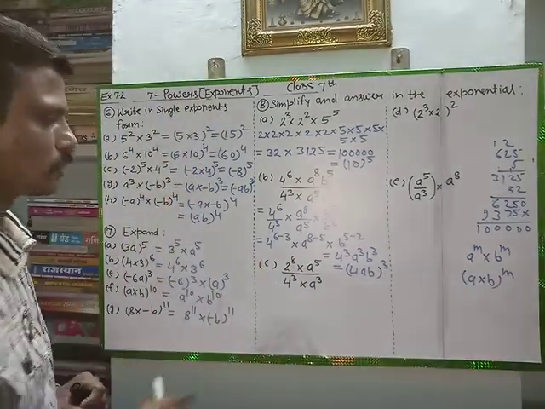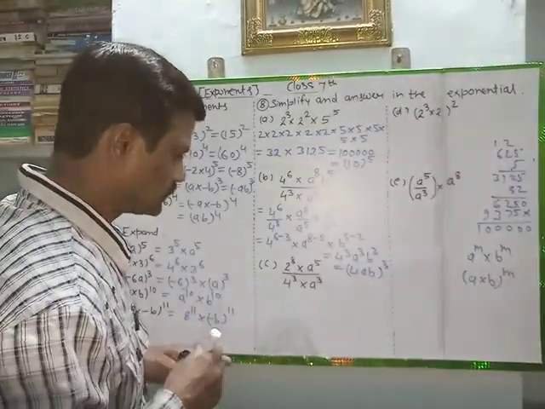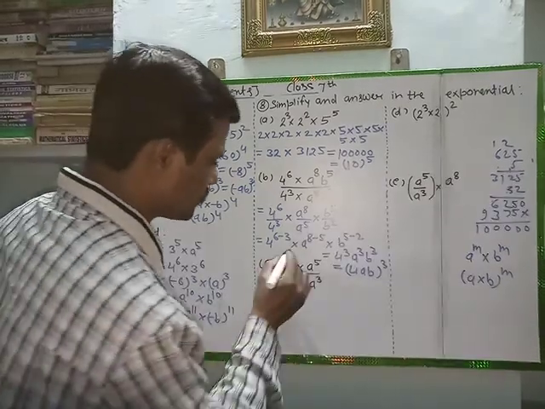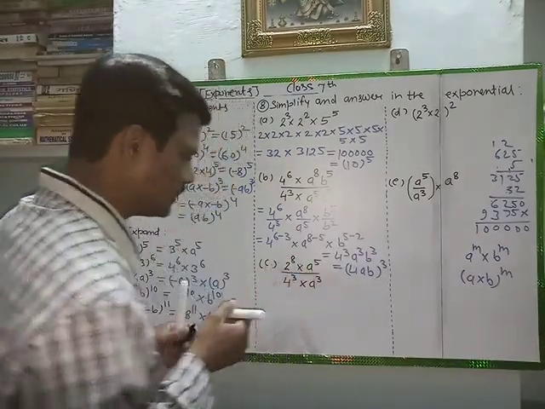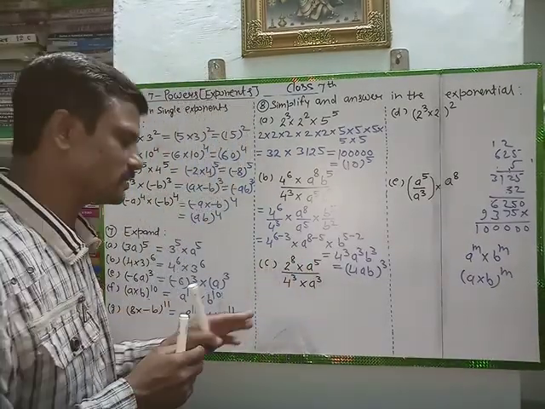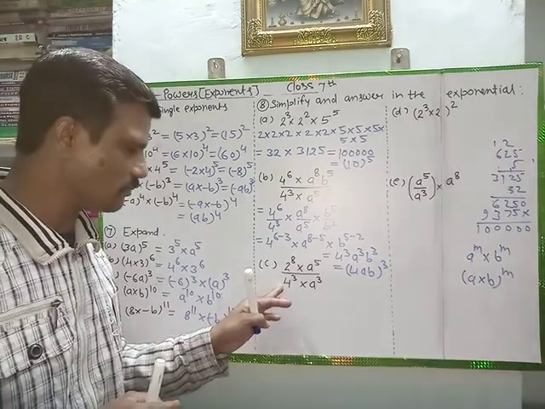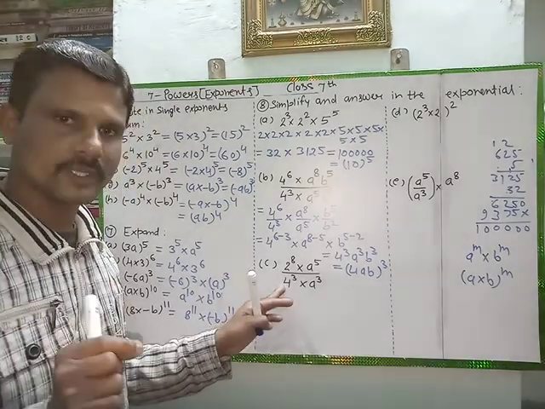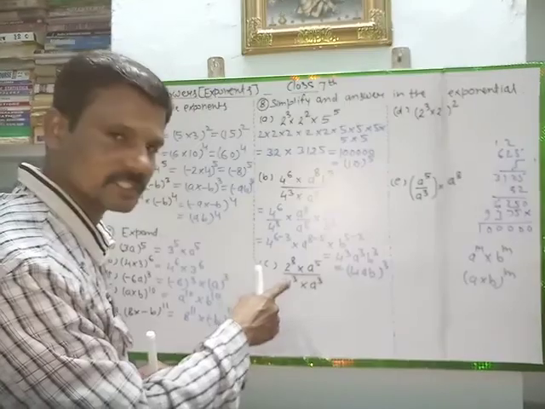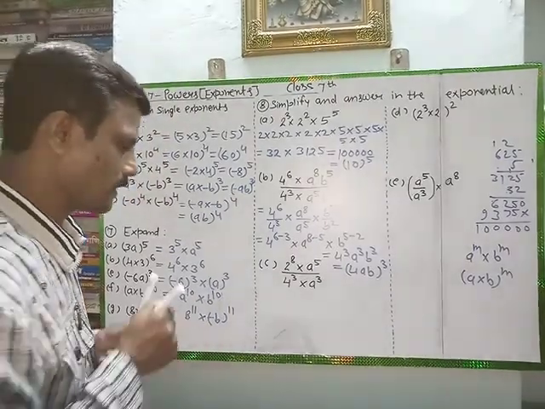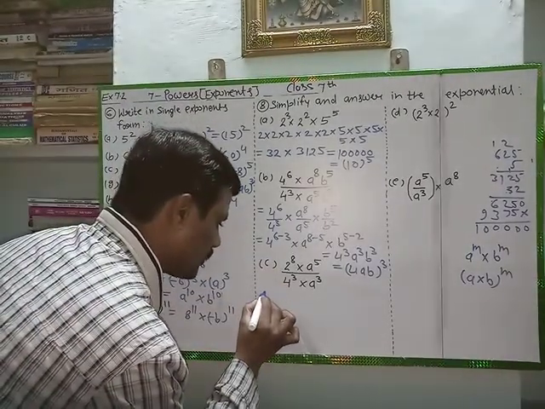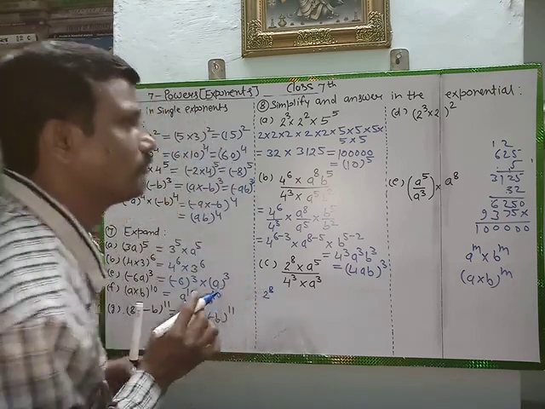Okay, one more, question number C, 2 to the power 8. So we will change this into the power of 2. That is, into what will we change it? We will change it into the power of 2 first. So how do we solve this? 2 to the power 8 remains the same.